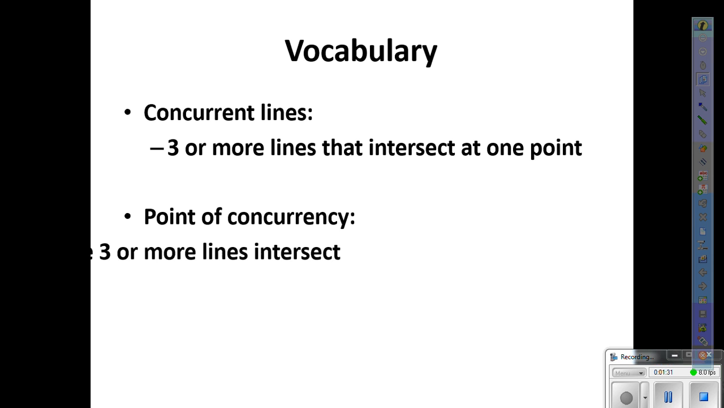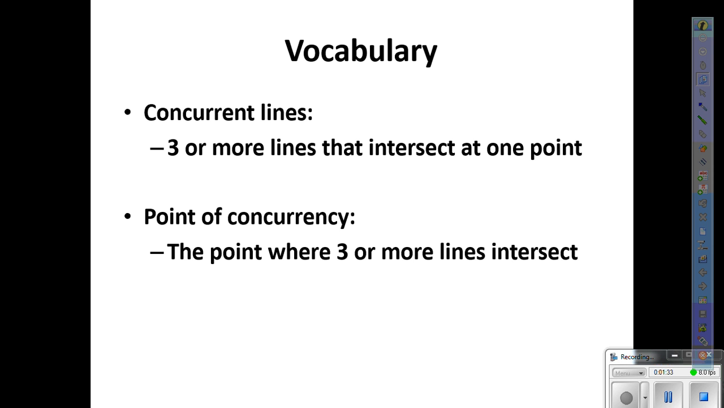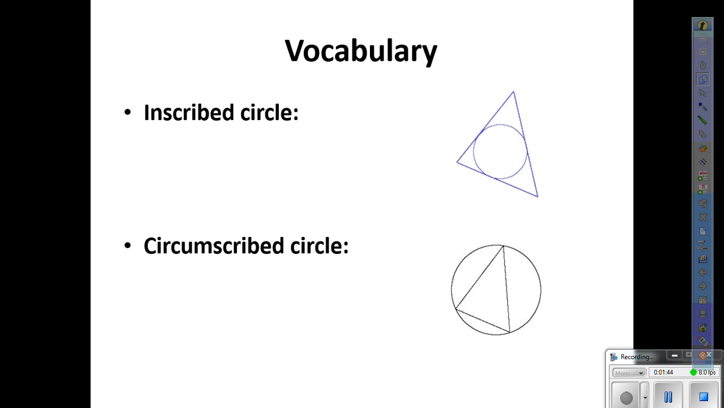Now, that point where they intersect is called the point of concurrency. And so three or more lines that intersect at one point, and that point where they intersect is called the point of concurrency. Now, we're dealing with triangles. So we do want to talk about the difference between an inscribed circle or a circumscribed circle, an inscribed shape or a circumscribed shape, dealing with triangles for us specifically.